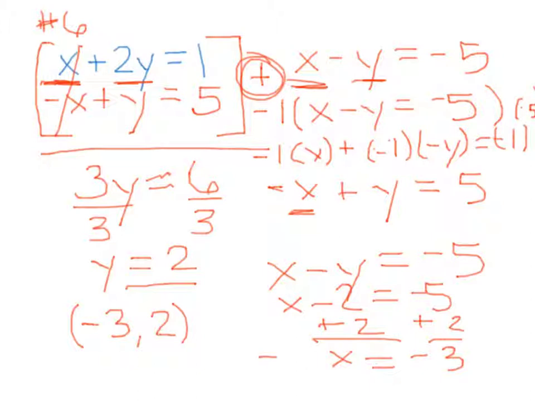Since my x-coordinate there is negative 3, and it's my x-coordinate there, my y-coordinate is 2, and there it's 2, and they intersect at negative 3, 2. And if I was to quickly, say, plug this ordered pair into the blue equation, I'd get negative 3 plus 2 times 2 is equal to 1, which gives me negative 3 plus 4, which gives me 1 is equal to 1. So sure enough, that one checks.